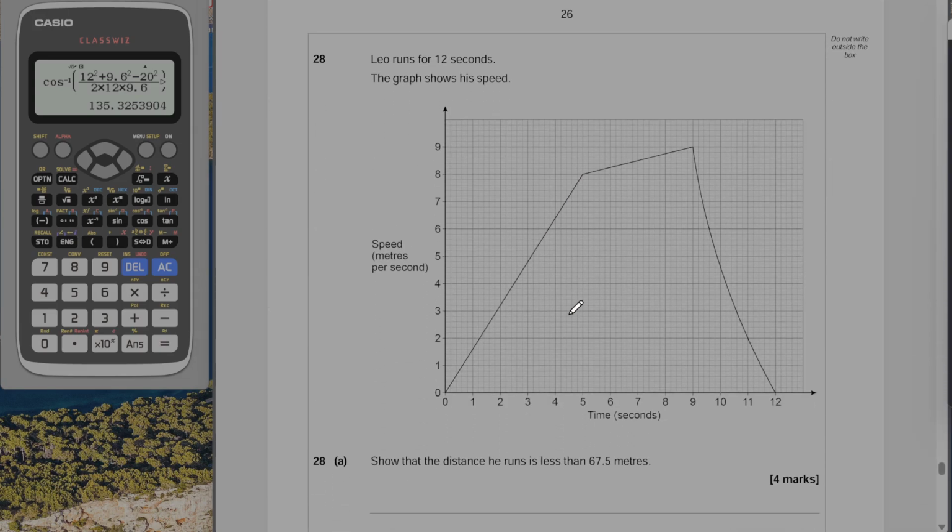Okay, question 28. Leo runs for 12 seconds. The graph shows his speed against time. So the distance he runs is less than 67.5, so that's going to be equal to the area.